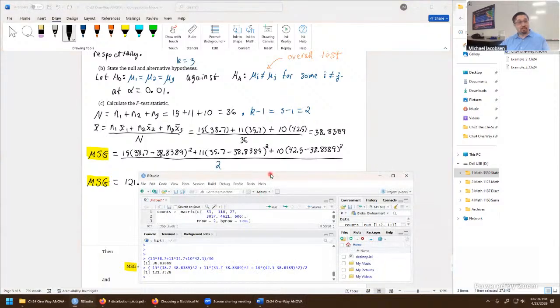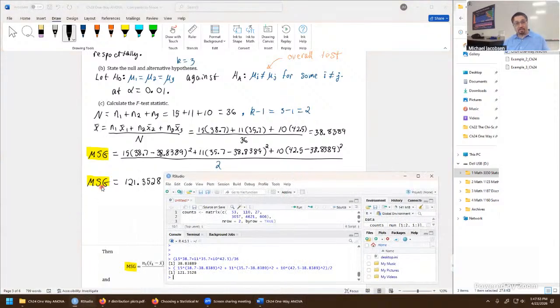Okay, well, any questions or comments at all, folks, on half of our test statistic, mean squared due to groups?